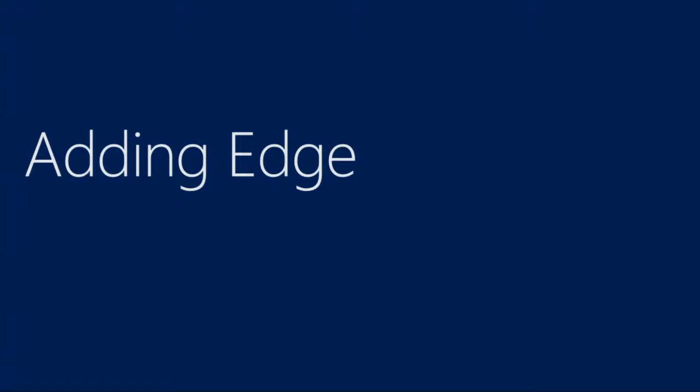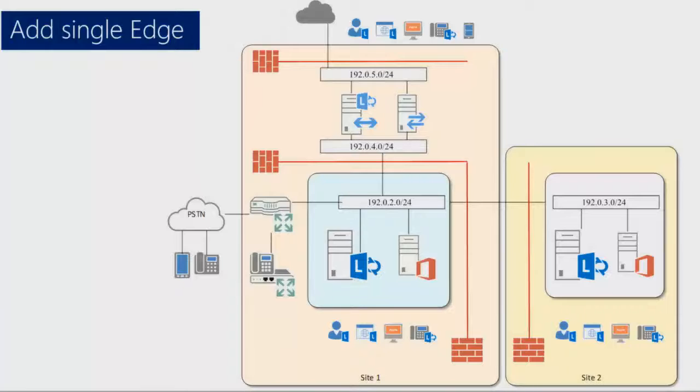Adding an edge adds another set of firewalls. This is the recommended methodology, by the way. Notice I've got a firewall here and a firewall there, two-leg in the DMZ. This edge server, not the reverse proxy here, but the edge server here, absolutely requires 2 subnets.